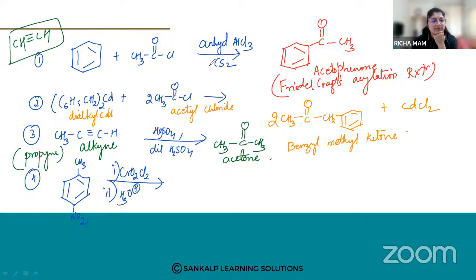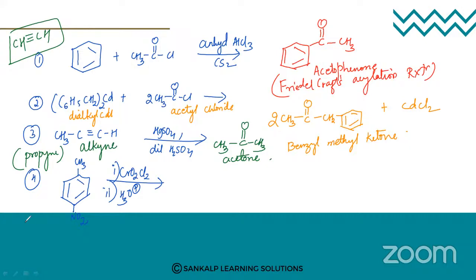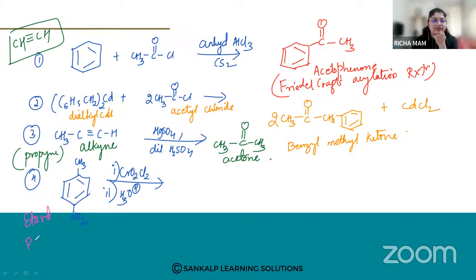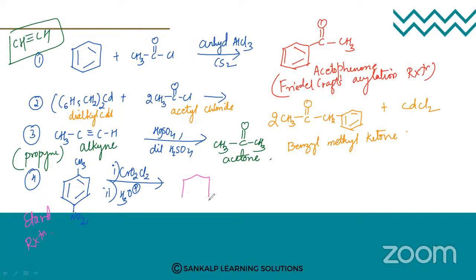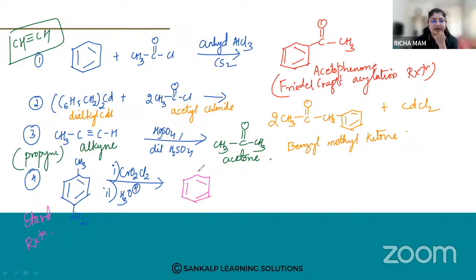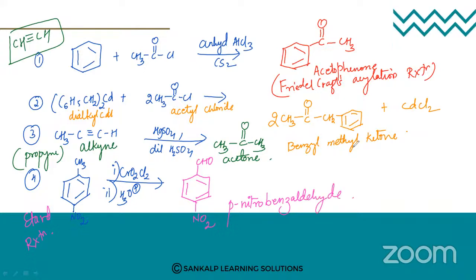You have a methyl substituted compound, and you are going to do the chromyl chloride test. So this is the Etard reaction. Specifically, the Etard reaction is for aldehydes. Your methyl group is converted into an aldehyde group. So this is para-nitrobenzaldehyde. Is it clear, everybody? Yes, ma'am.